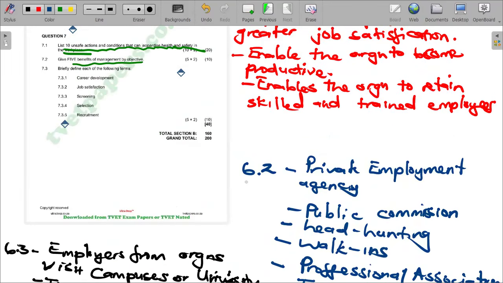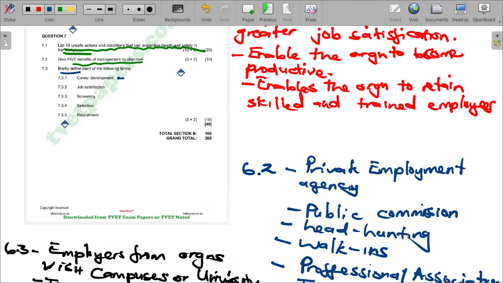So let's move on to 7.3, right? Briefly define what is career development. Career development is a way where the organization sustains or increases employee productivity while also assisting them to meet the challenges of the world outside the organization. That's what we call career development.